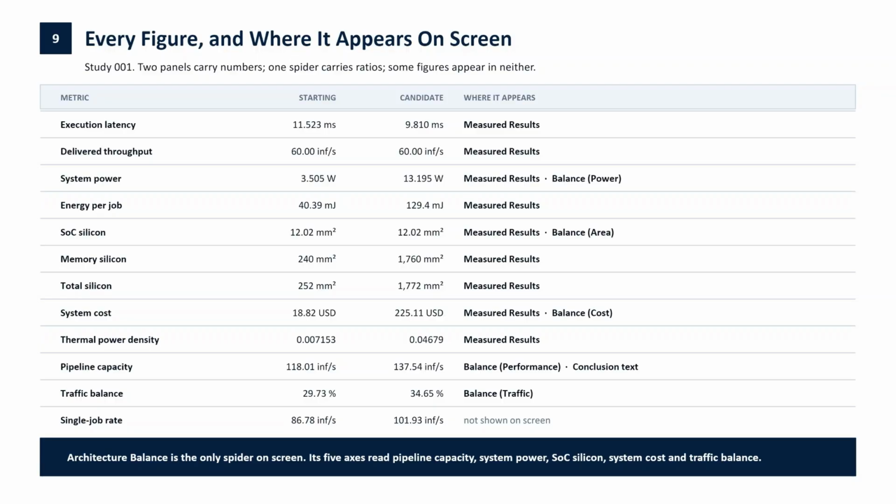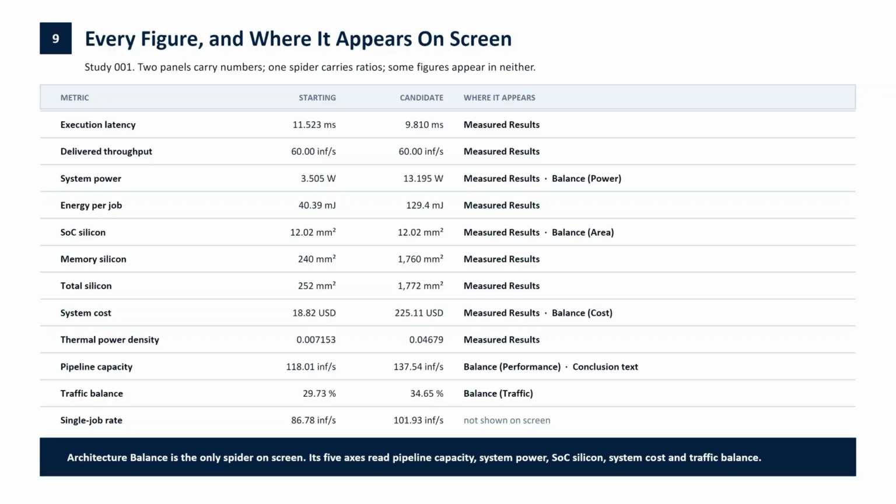Single job rate does not appear directly anywhere in the interface. Therefore, if you look only at the measured results table and try to find the source of the 1.17 times value in the spider chart, you will not find it there. That ratio comes from pipeline capacity, which is not printed as a table row.